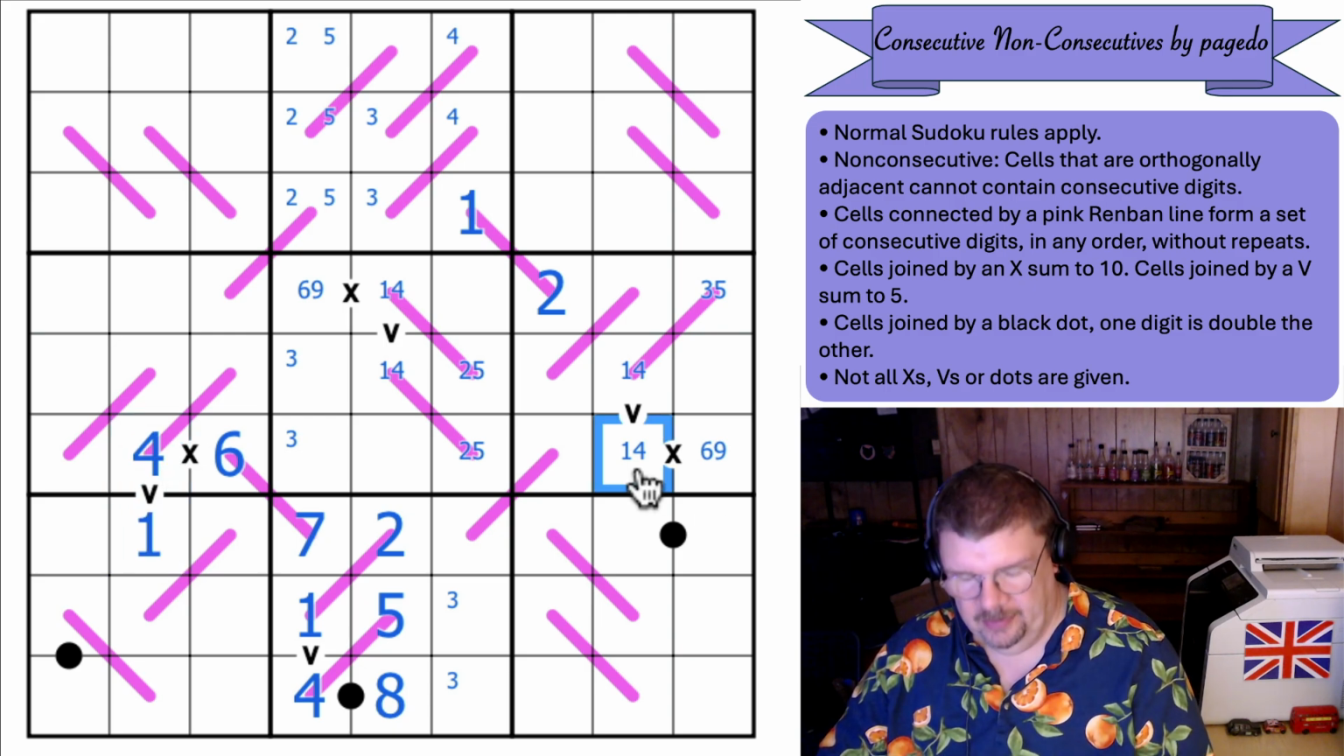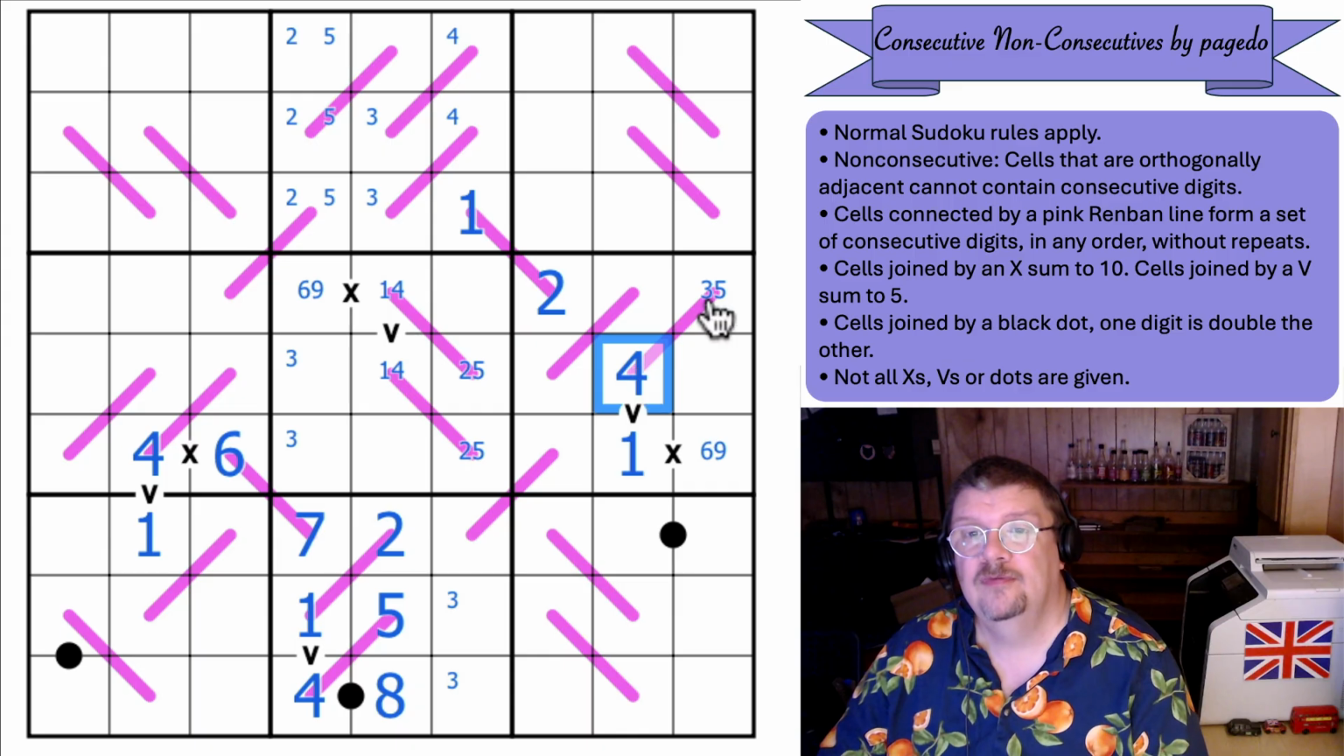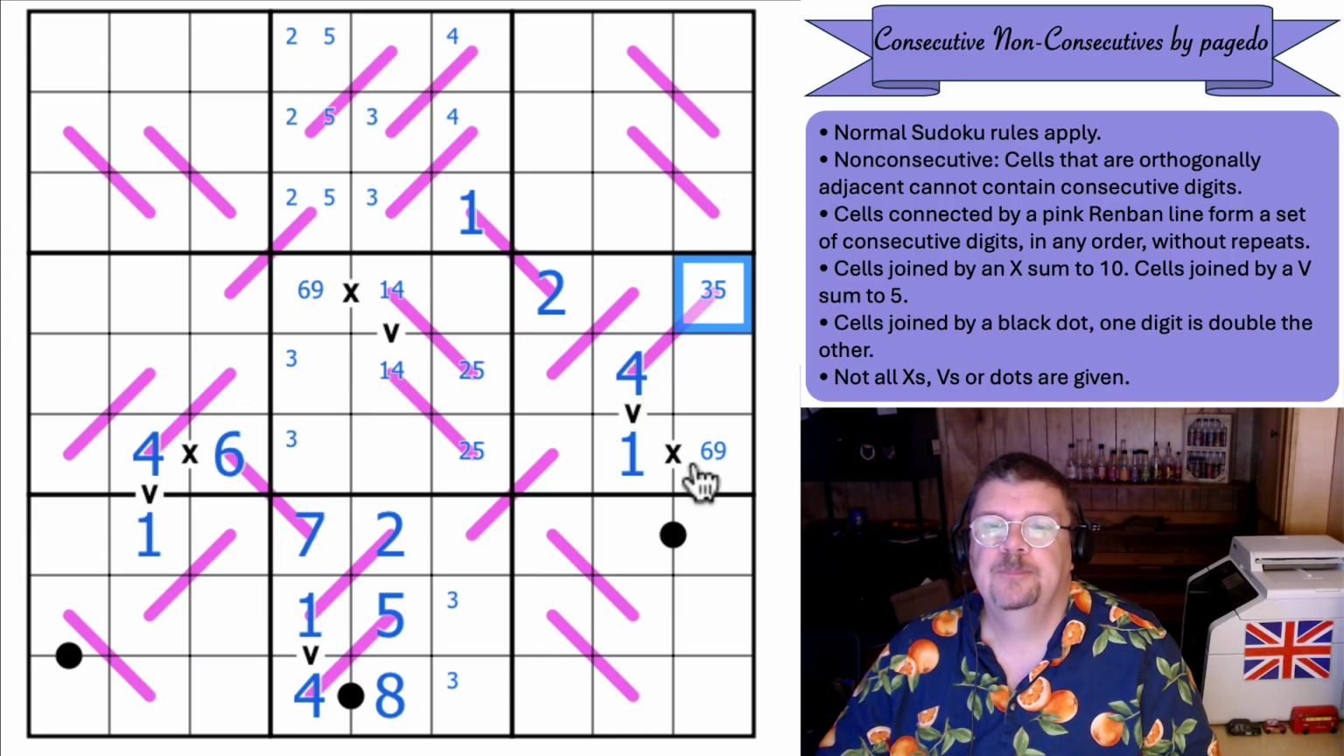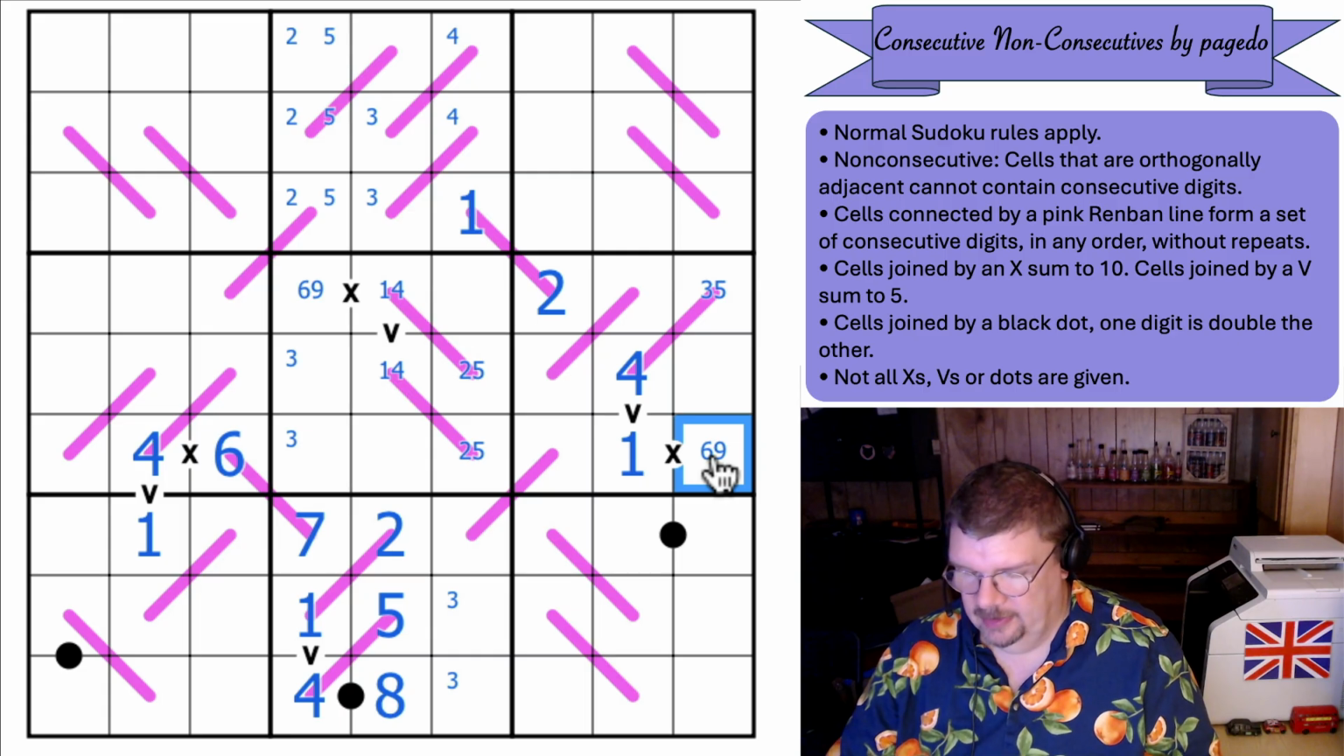This 4 is looking across here. That's now a 1. That's a 4. We get a 3 or a 5 there. And this is 9.